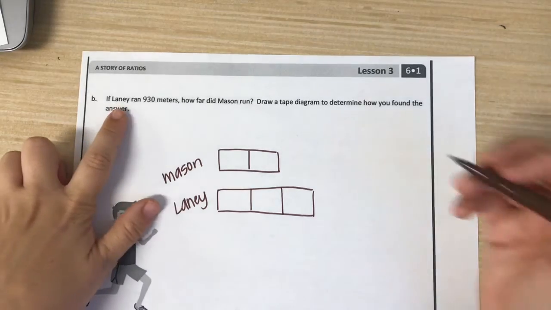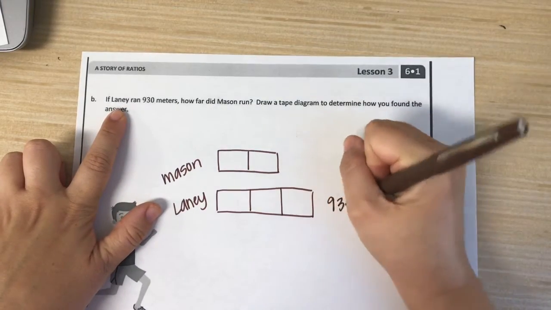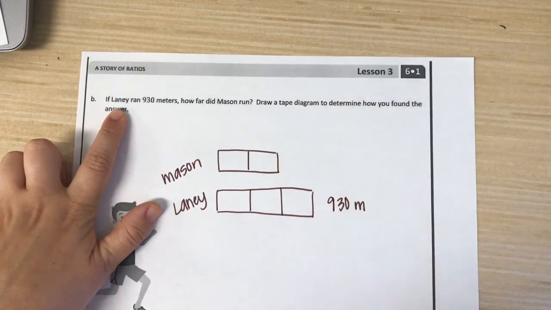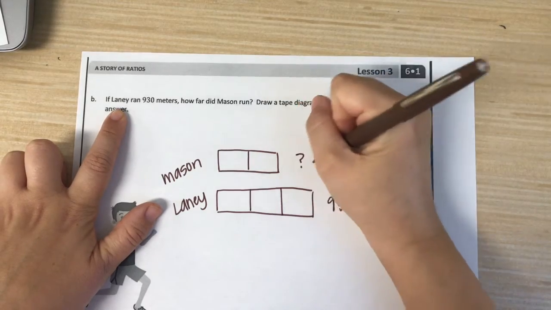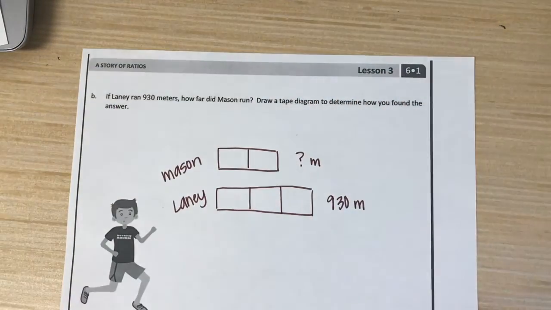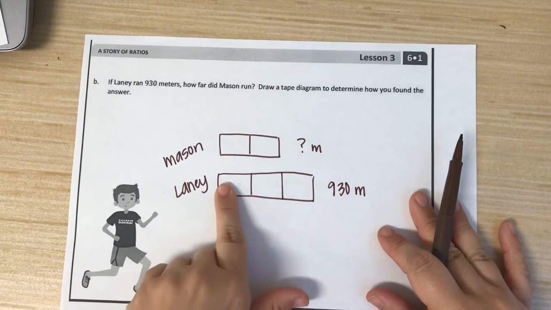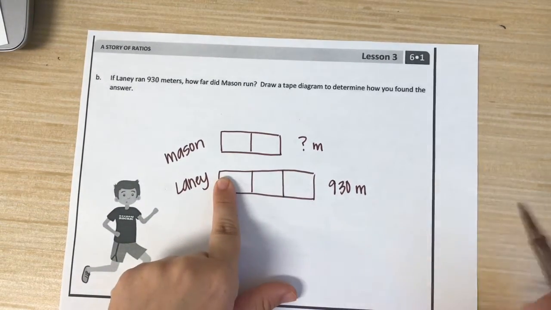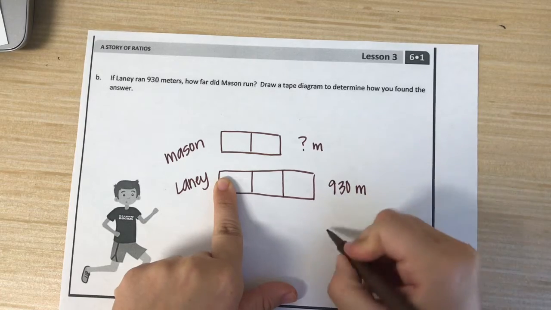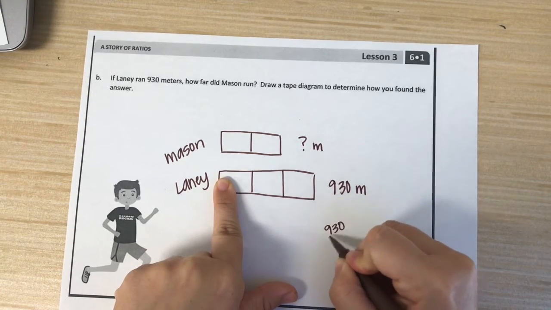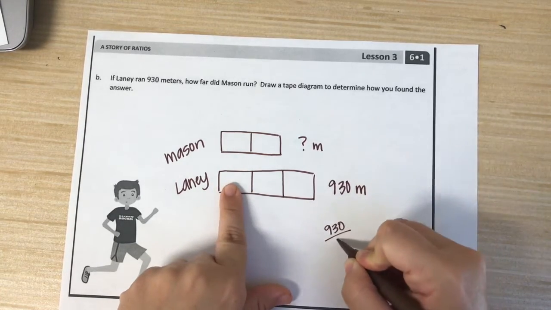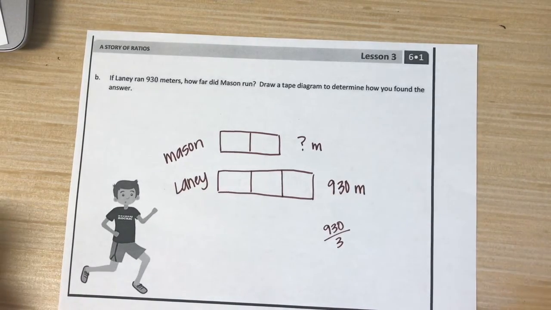Okay, we know that Lainey ran 930 meters. We don't know how many meters Mason ran. But I do know that Lainey has 3 units. So I can take my total, 930, and divide it by the number of units. So I'm going to divide that by 3.